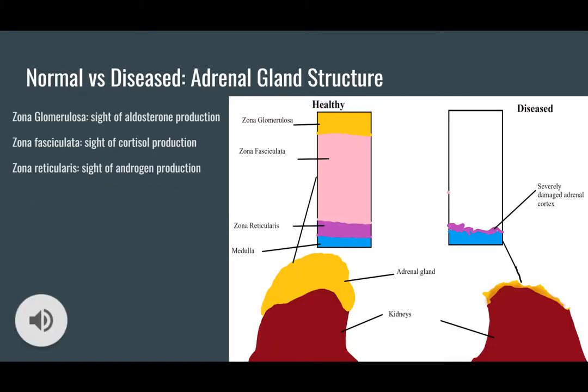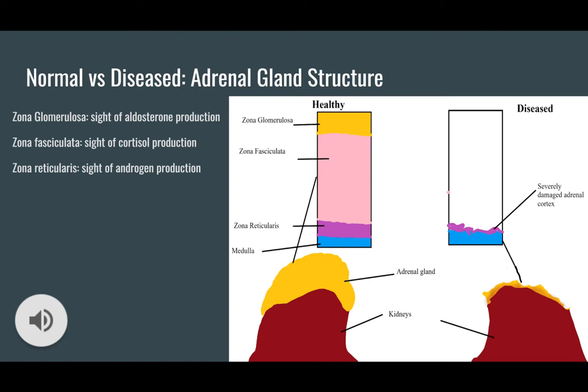So the adrenal cortex consists of 3 layers. The most outer superficial layer is the zona glomerulosa. This is the site of aldosterone production. The layer beneath that would be the zona fasciculata. This is where cortisol is produced. And beneath that would be the zona reticularis, the final layer, which is the site of androgen production, which is sex hormones. This would be the main site of testosterone production in females.